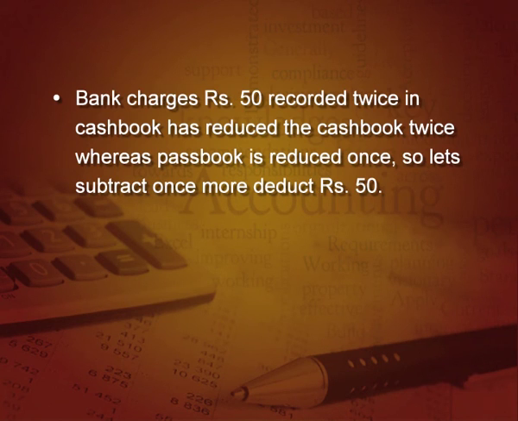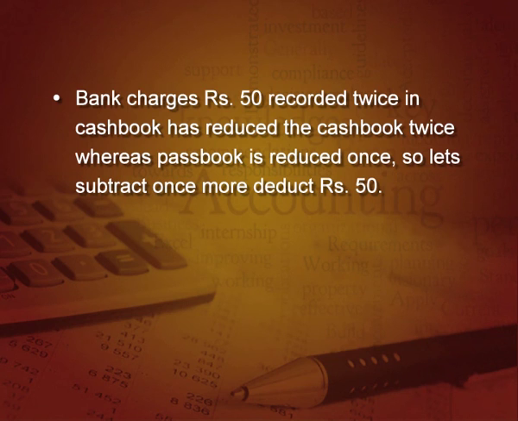Coming to the third entry, bank charges 50 rupees, recorded twice in the cash book has reduced the cash book twice, whereas passbook has reduced only once. So, let us subtract once more, deduct 50.